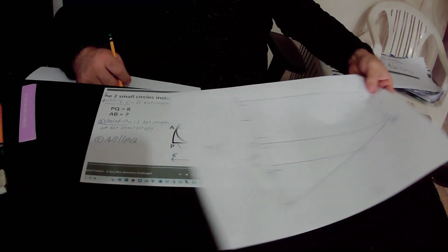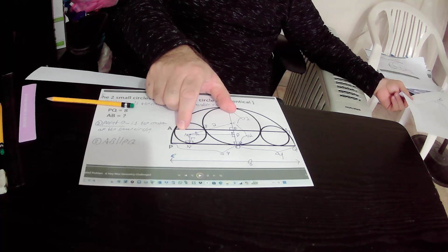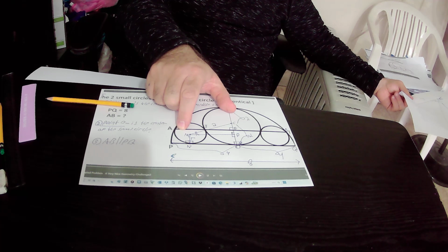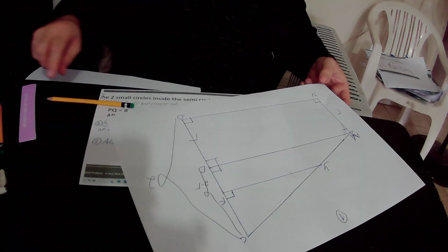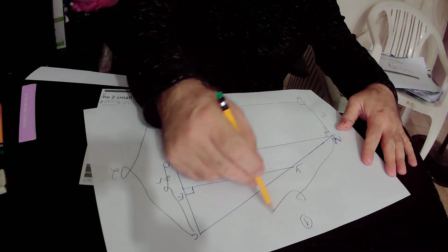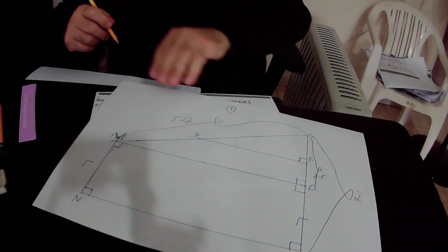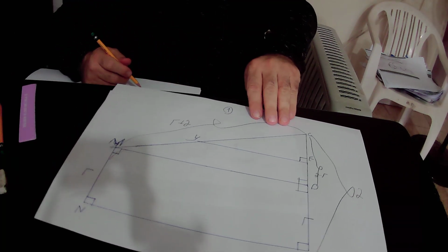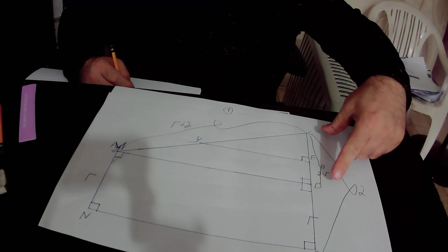And we have already found that MC, the distance between the centers of those two circles, equals the sum of their radii. That is to say, MC equals R plus 2. Again, MC equals R plus 2. CD equals 2 minus R.